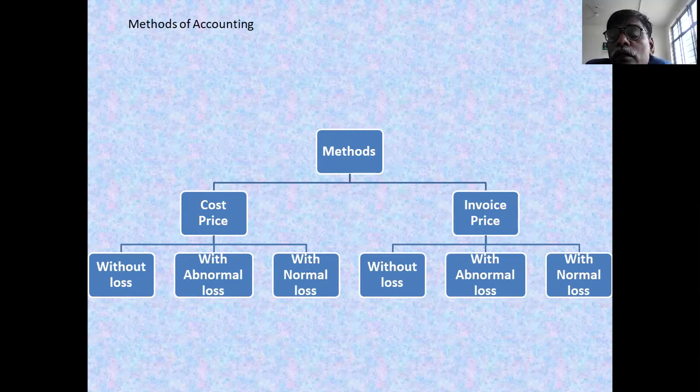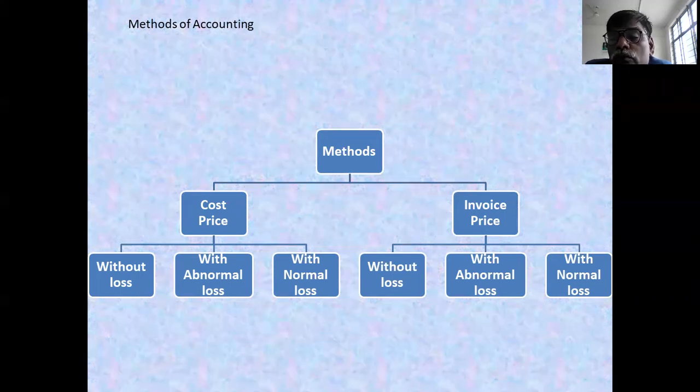Then loss due to accident. If the driver is conscious regarding the rules and regulations of driving, then the accident will not take place. Accident happens because of negligence of the driver of the vehicle. Then fire. Fire is also controllable, because of your negligence fire takes place. Fire, theft, accident, these are the examples of abnormal loss.